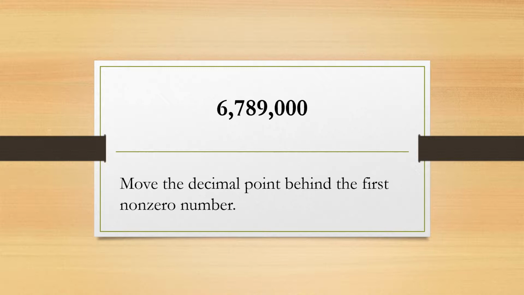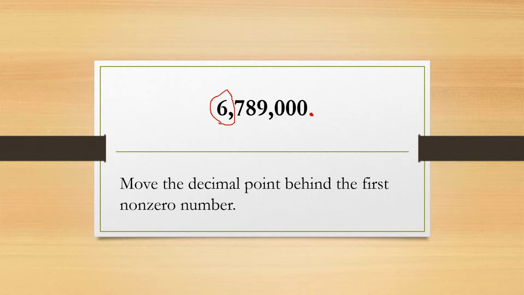First, here's the number 6,789,000. First, you move the decimal point to behind the first non-zero number. The first non-zero number in this case is 6. Now, this is an implied decimal point. There's no actual decimal point written in this number, but we can safely assume the decimal point is right here at the end.